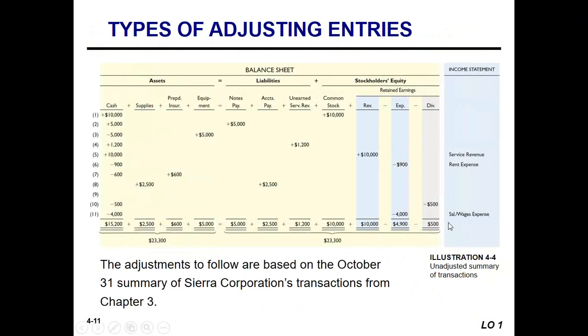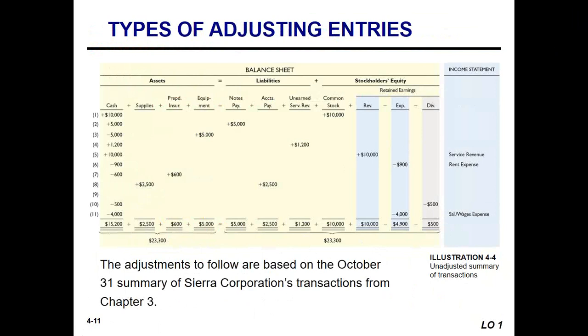This is the ending spreadsheet from Sierra Company from Chapter 3. You may want to turn in your book to this particular spreadsheet so that you can follow along as we're talking about our adjusting entries. The spreadsheet is located on page 91 of your textbook.